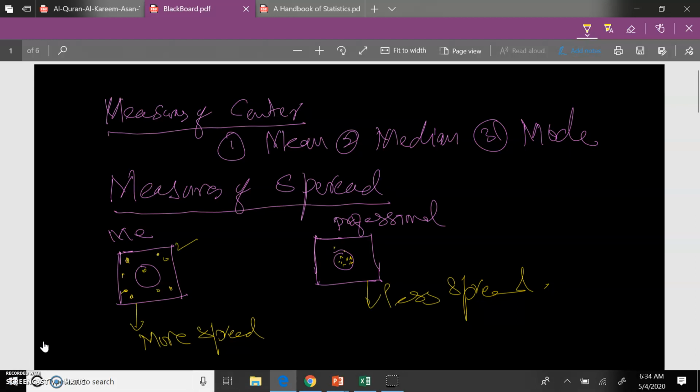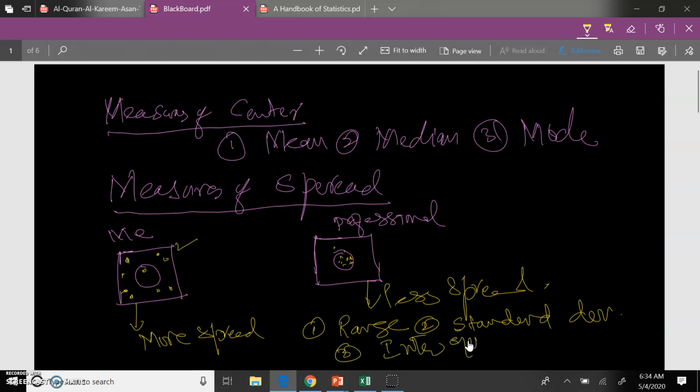There are three most commonly used measures of spread. The first one is the range, the second one is the standard deviation, and the third one is the interquartile range. We are going to cover the first two, the range and the standard deviation, and we will cover the interquartile range in a subsequent video.